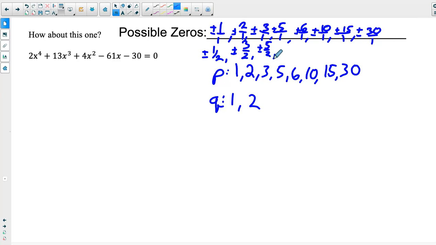And then I got 6 divided by 2, which is 3, so I do not have to do that one again. And then 10 divided by 2 is 5, so I don't have to do that one again, but 15 I have to do, so plus or minus 15 over 2. And then last, the 30 divided by 2 is just 15. So we're good to go there. So that is the possible list of solutions.